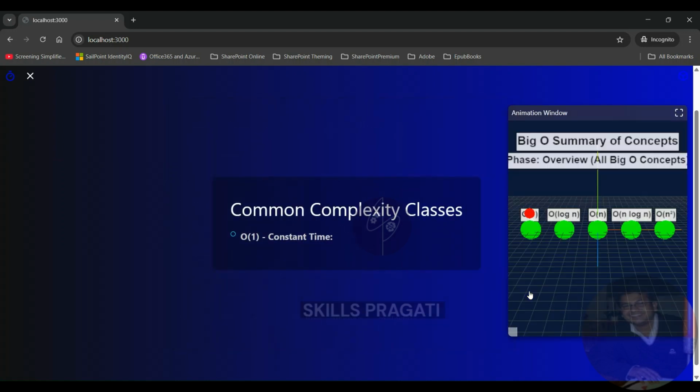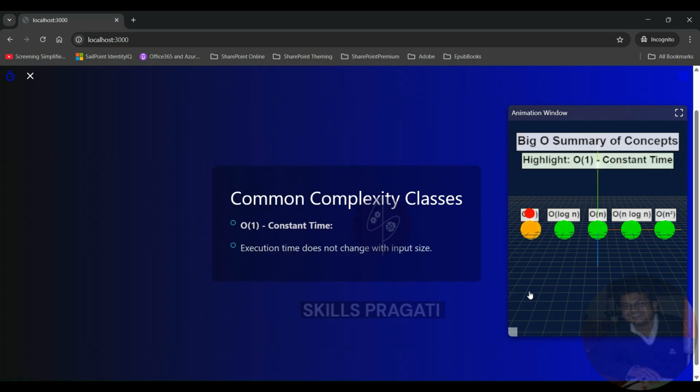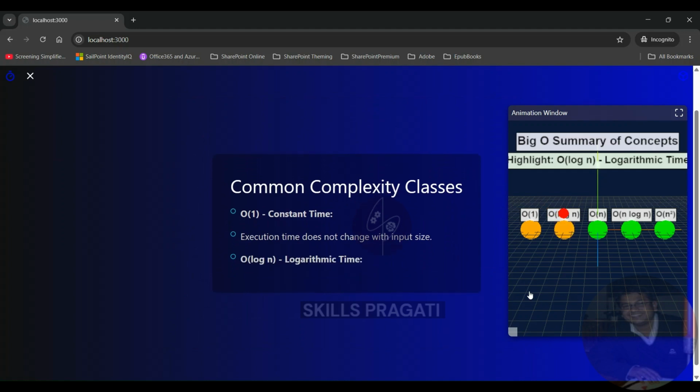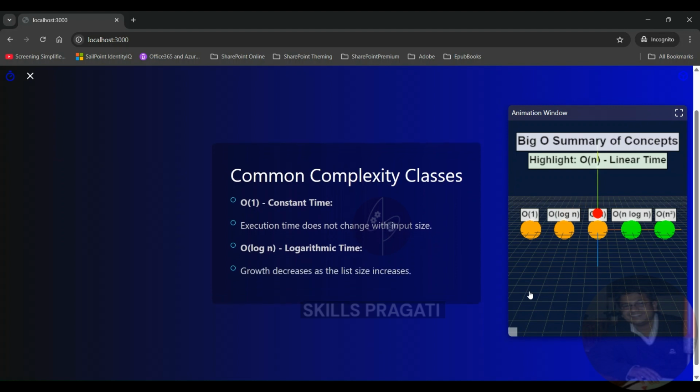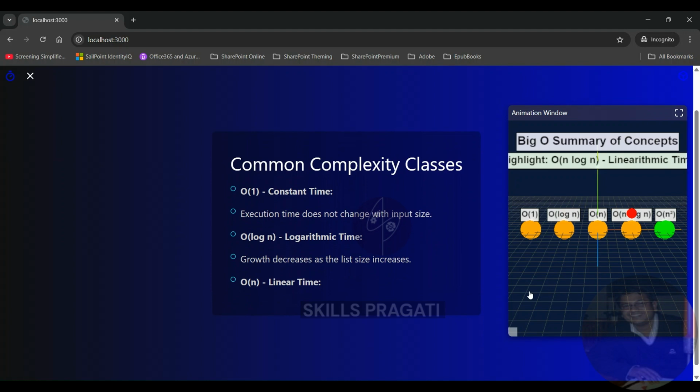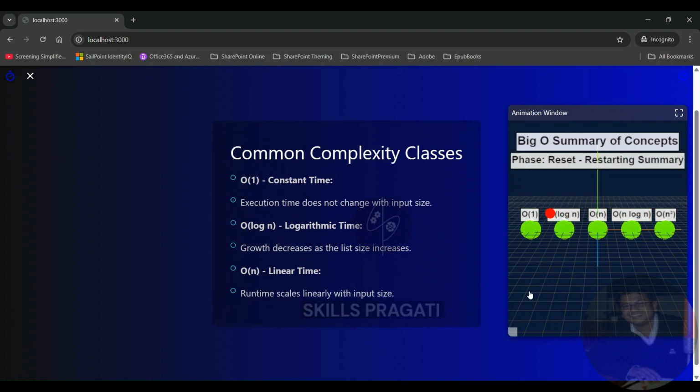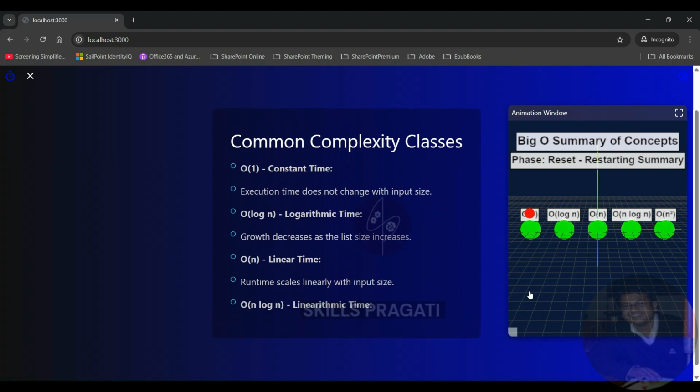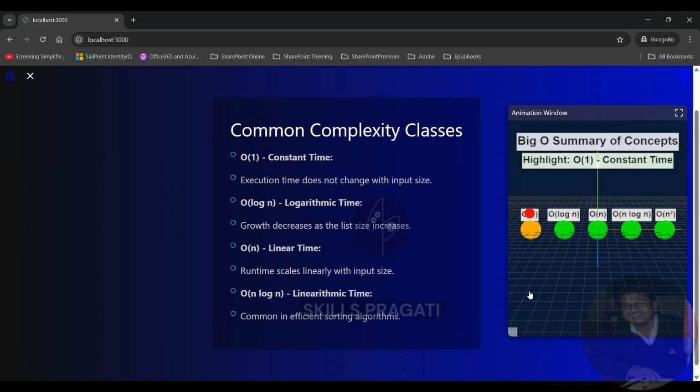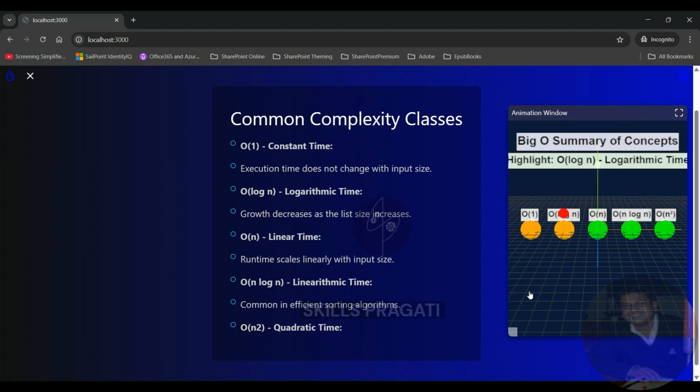As we covered in our previous sessions, here are some common complexity classes. O(1) constant time, execution time remains constant regardless of input size. O(log n) logarithmic time, growth is very slow, even as the input size increases. O(n) linear time, runtime scales directly with the number of elements. O(n log n) linearithmic time, found in efficient sorting algorithms like merge sort. O(n squared) quadratic time, runtime increases with the square of the input size.